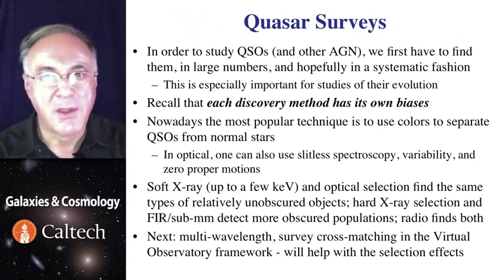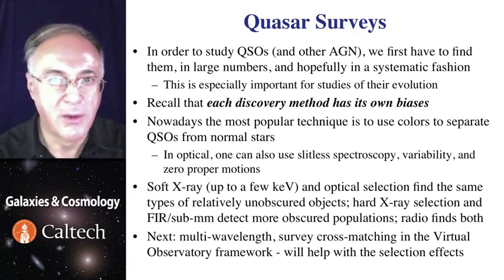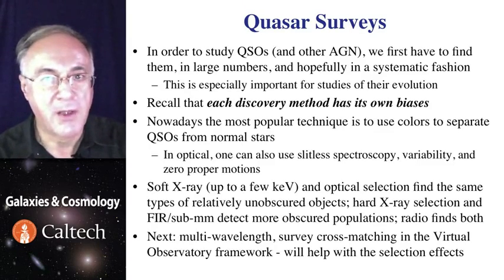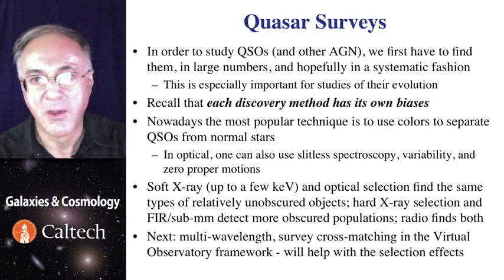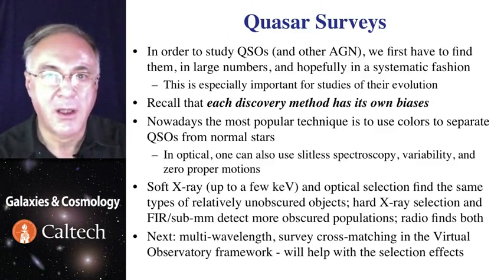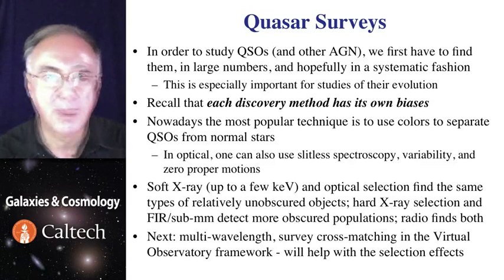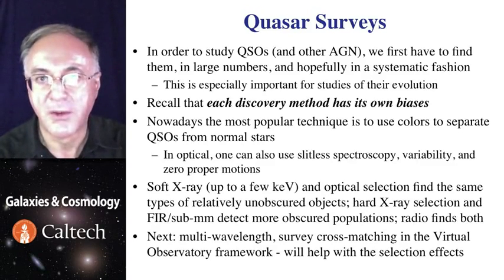So since their discovery in the early 1960s, there have been surveys to find quasars and other active nuclei in a systematic fashion in order to study them and to use them as cosmological probes. At first, radio emission was used. This is how quasars were discovered. More recently, optical surveys based on colors are the dominant way of finding quasars.